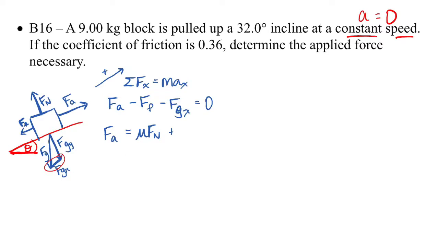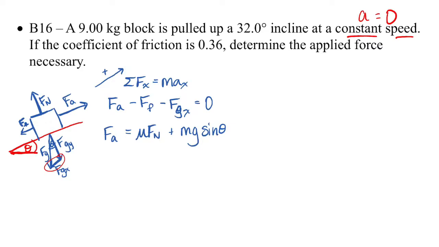Fgx, well, again, the x direction. Here's my angle right there, so it's the opposite side. Right, so that's Fg times sine theta. Furthermore, Fg is always m times g. So then you multiply that by sine theta to get your x direction.